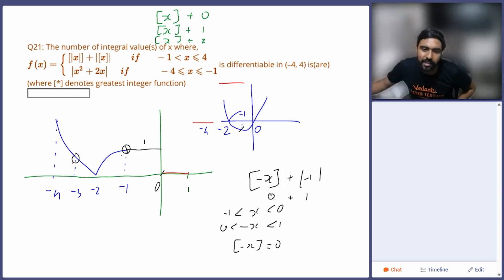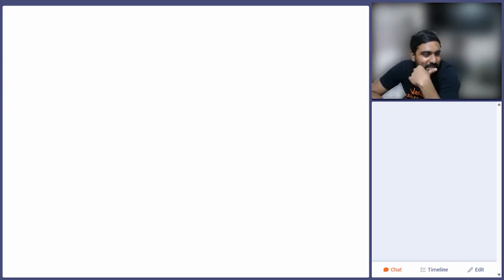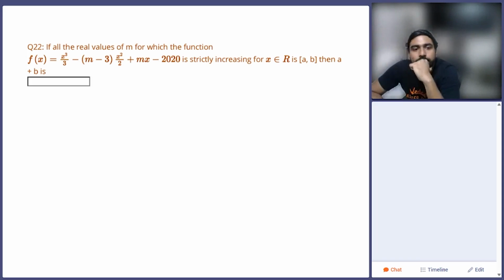So the only integral points where the function is differentiable are -3 and -4. Hence, 2 points where the function is differentiable. That's the direct answer for the question. All right, moving on. Let's have a look at the next one.